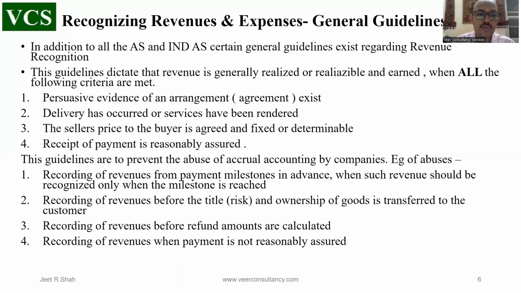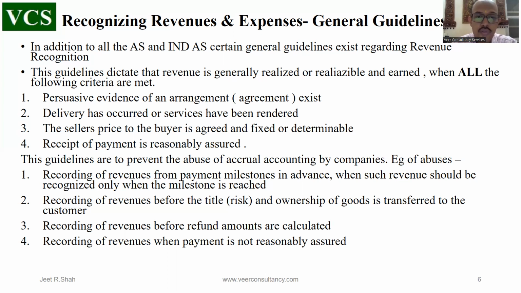Then recording of revenues before the title and ownership of the goods is transferred to the customer. So आपने माल बना के अपनी फैक्ट्री में रख दिया ना, this is not that you say कि सेल हो गया. It's only when the goods are received and accepted by the customer by way of GR, and the title has moved from the seller to the buyer.